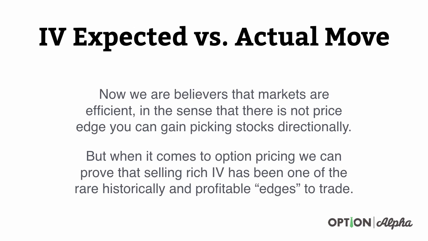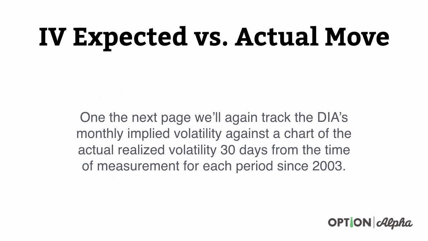Now, we are believers that markets are efficient, and in the same sense, there's no price edge you can gain directionally picking stocks. But when it comes to options pricing, we can prove the concept that we were just talking about, which is that selling rich implied volatility has been one of the rare historical and profitable edges for a trader. So on the next page, first, we're going to track DIA, which is the Dow Jones ETF. We're going to track its monthly implied volatility against a chart of the actual realized volatility or historical volatility 30 days from the time of measurement for each period.